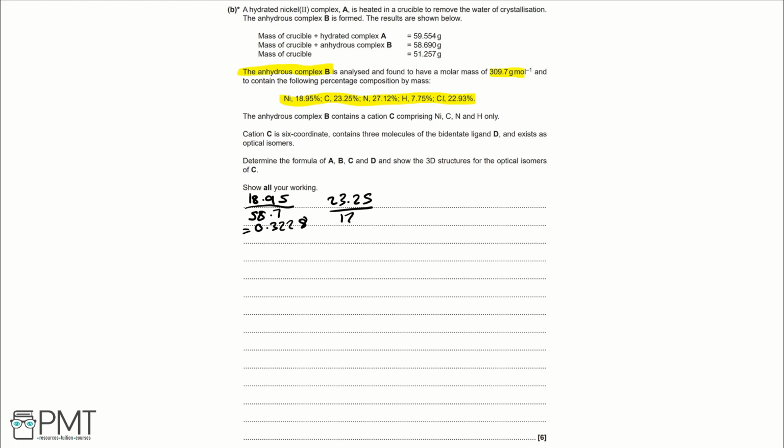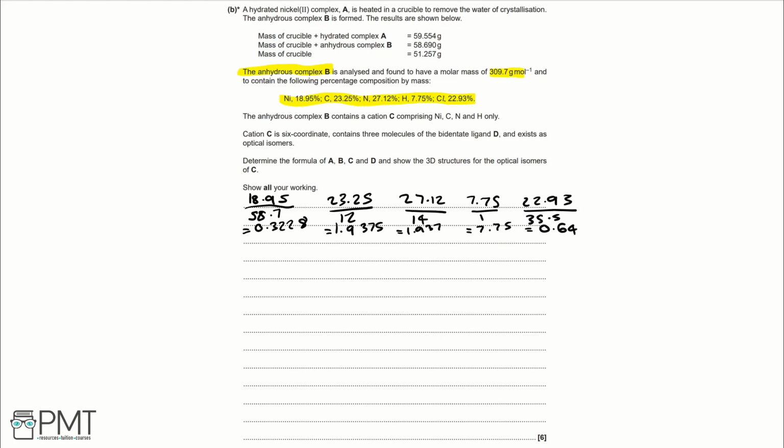For carbon, 23.25 divided by 12 gives us a value of 1.9375. Nitrogen, 27.12 divided by 14 gives us a value of 1.937. For hydrogen, that would be 7.75 divided by 1, which equals 7.75. And then for chlorine, 22.93 divided by 35.5 gives us a value of 0.64.